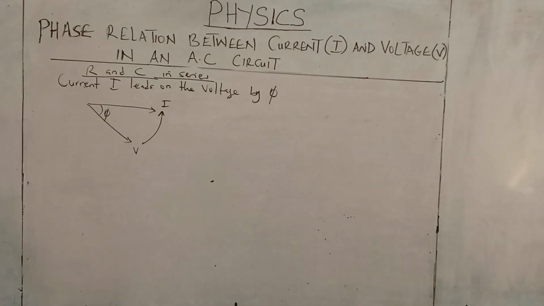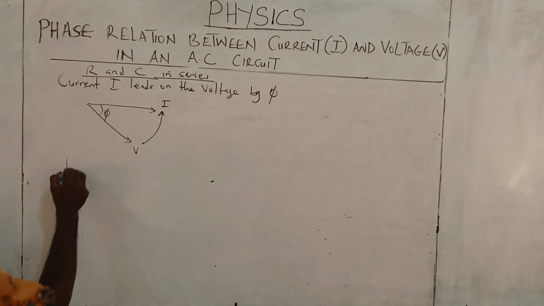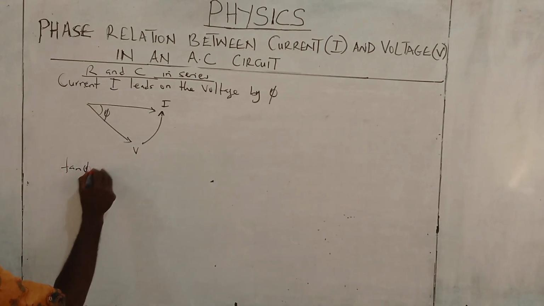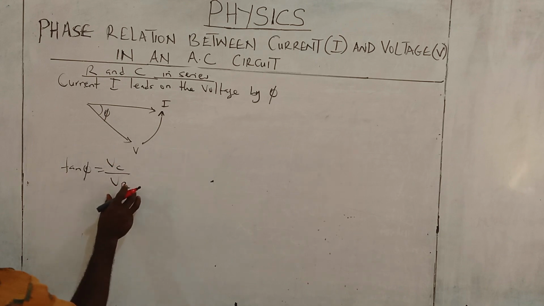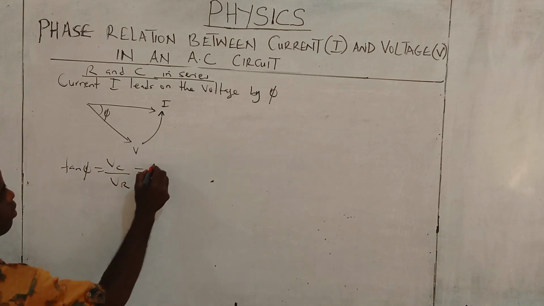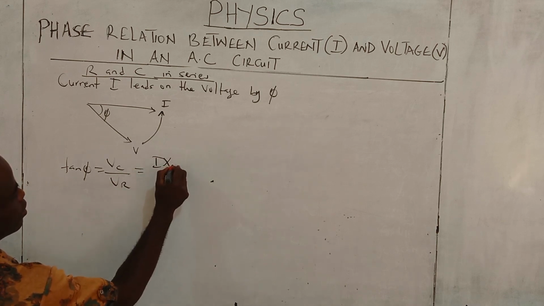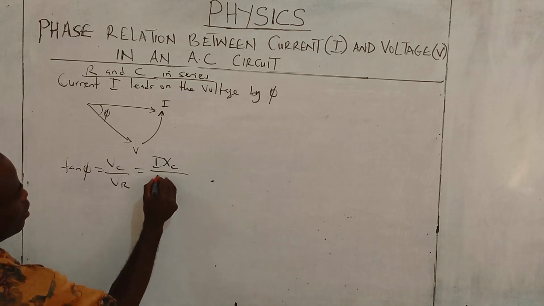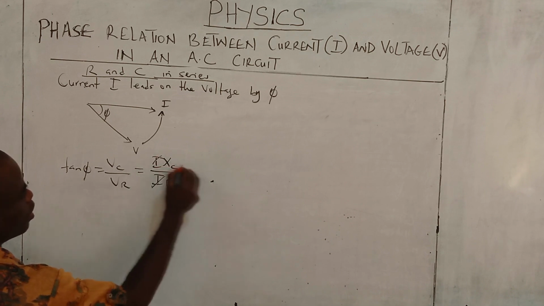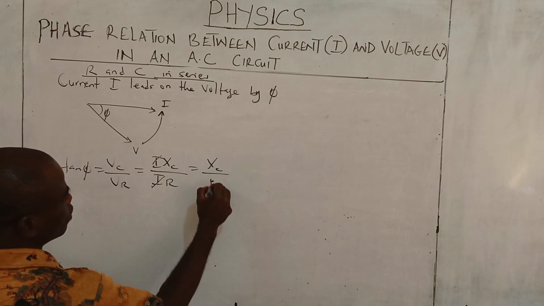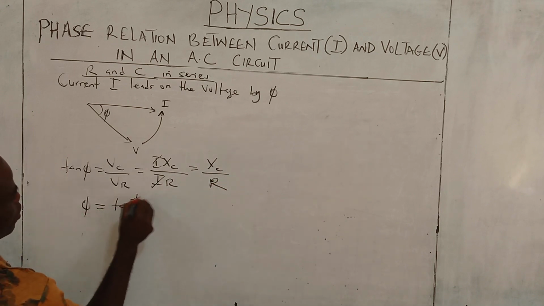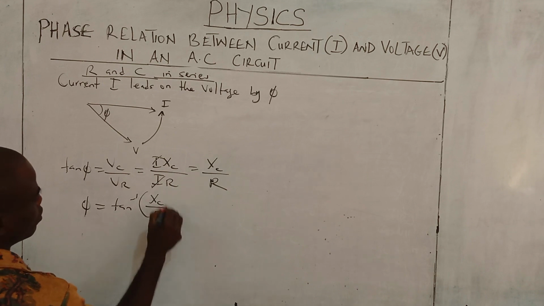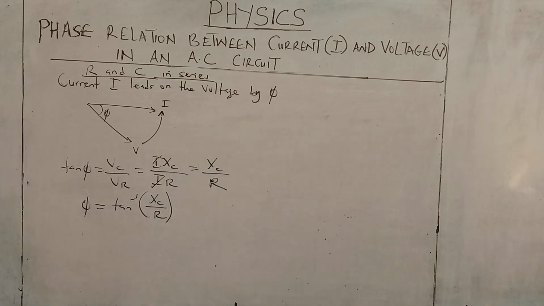In that case, you have tan phi equals VC over VR. The voltage across the resistor will be down, it's always down, which is IXC over IR. I cancel I, so XC over R. And your phase angle equals tan inverse of XC over R.